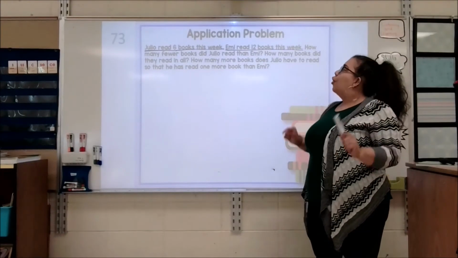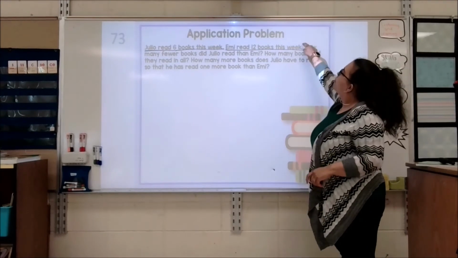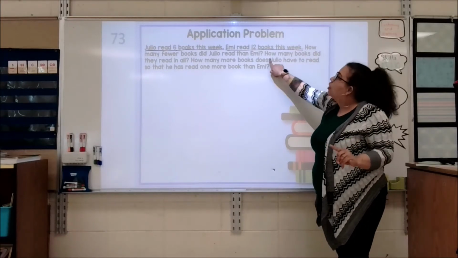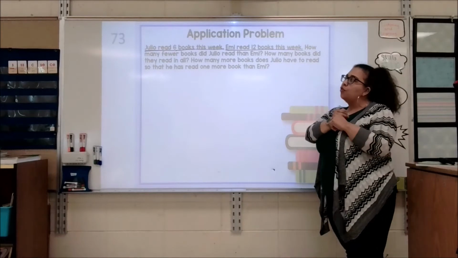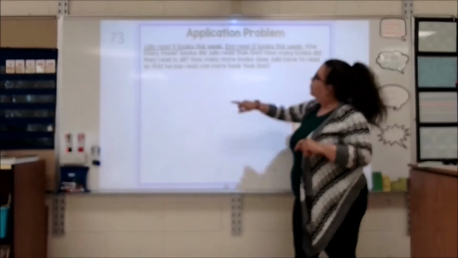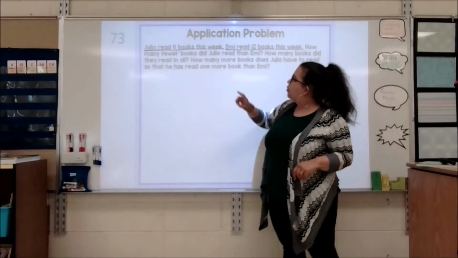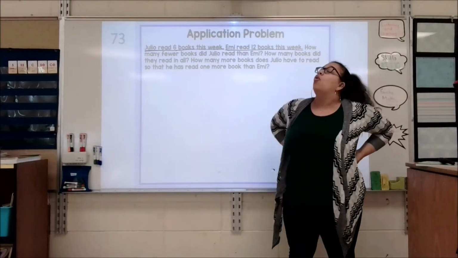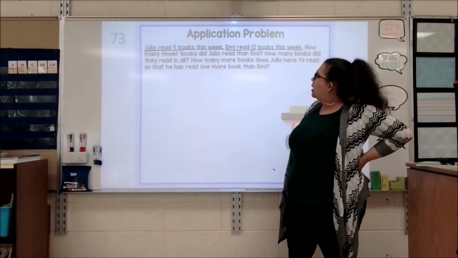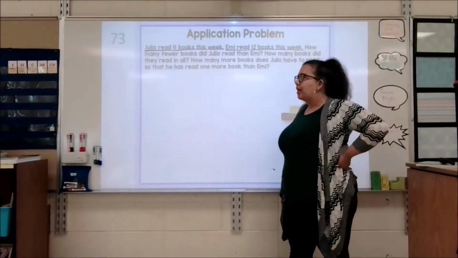Go back to the beginning. Julio read 6 books this week. Emmy read 12 books this week. I'm going to question 2. How many books did they read in all? Going back to the information. Julio read 6 books this week. Emmy read 12 books this week. How many more books does Julio have to read so that he has read 1 more book than Emmy?